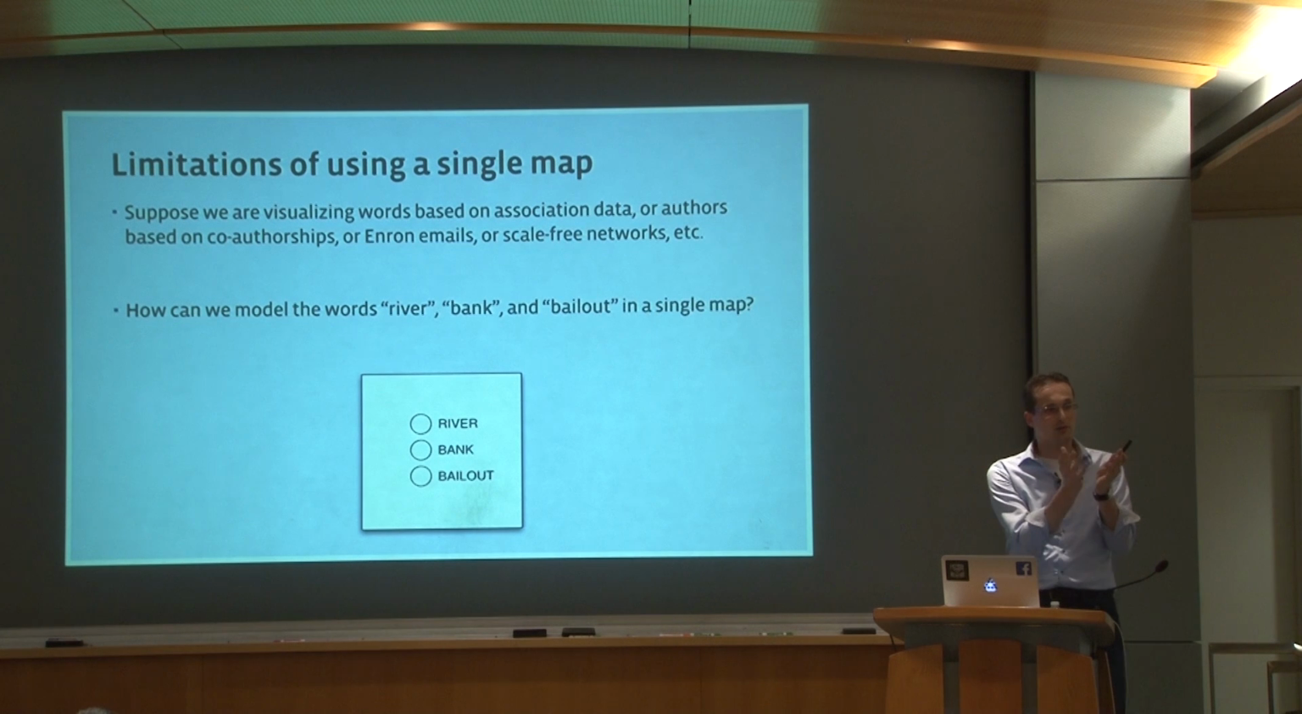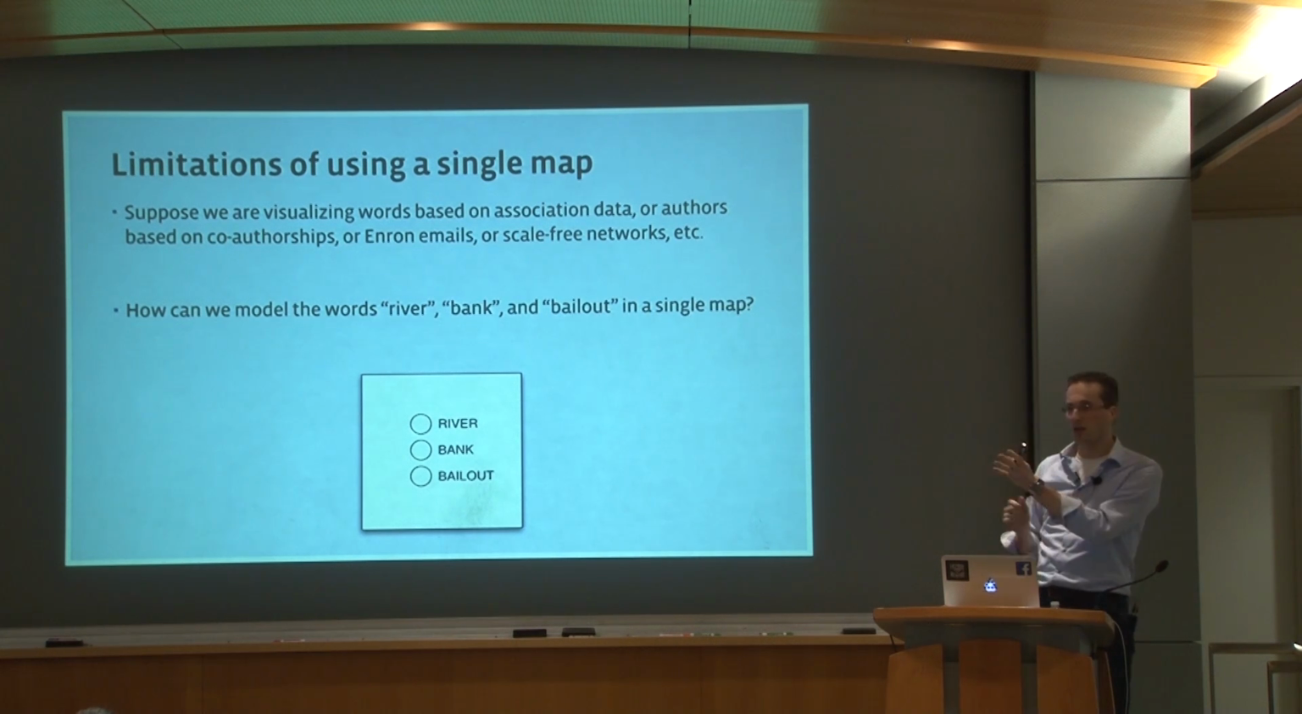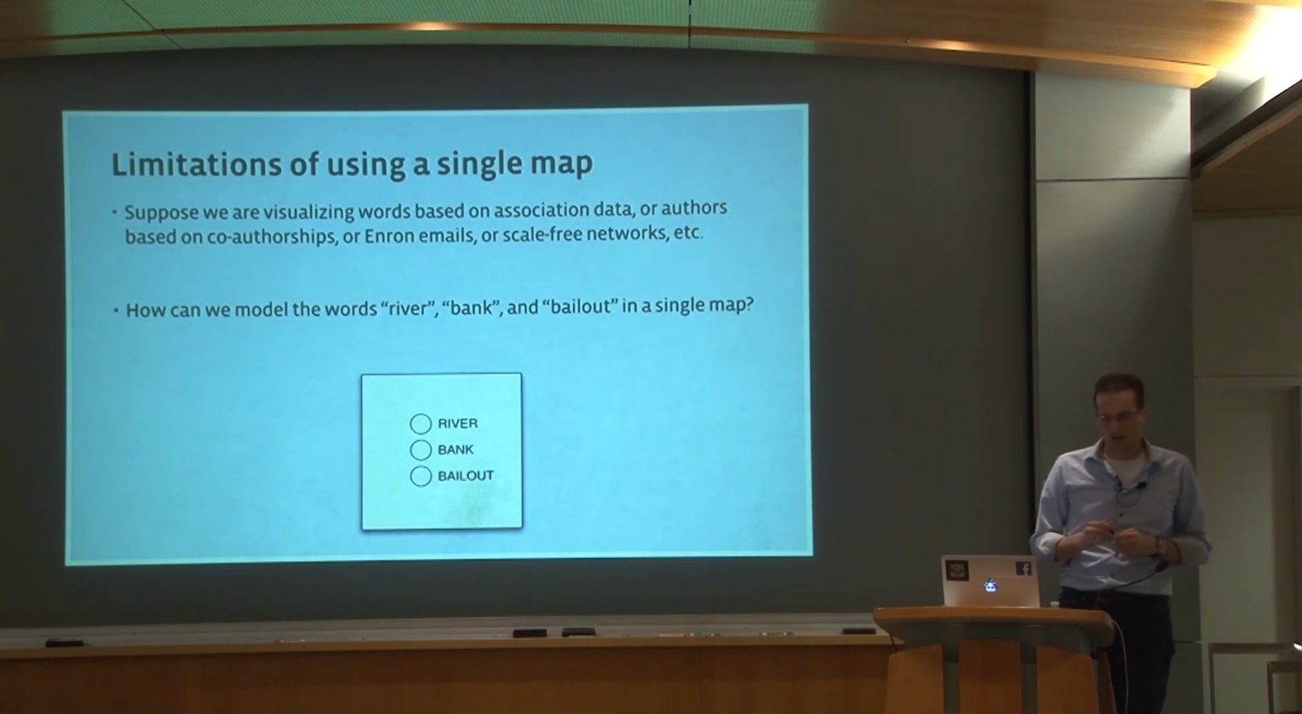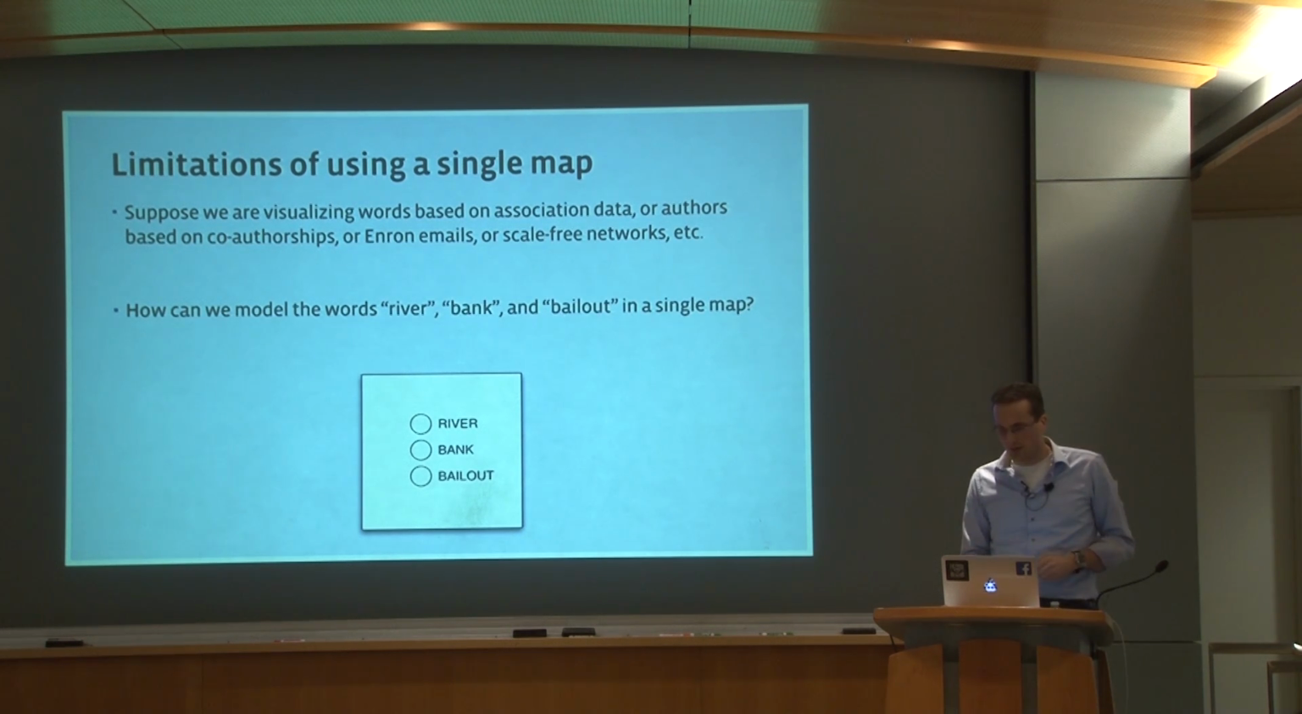If I put river close to bank, which makes sense, and I put bank close to bailout, which makes sense, then river and bailout have to be close together, right? We're limited by the triangle inequality, and that doesn't make any sense. River and bailout have nothing in common other than that they both have something in common with the word bank. So how can we get around that?